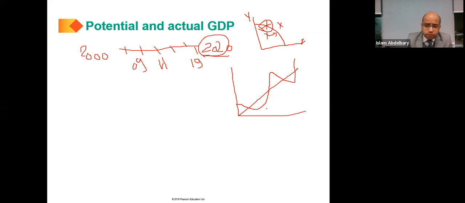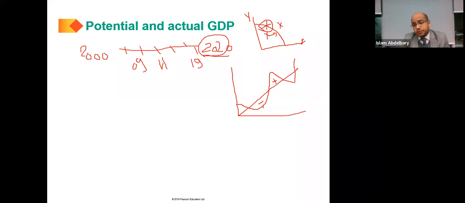If it's lower, that means this gap is negative. This gap is called the output gap. So the output gap is negative. If it's higher, the output gap would be positive. What is the output gap? The output gap is the difference between potential GDP and actual GDP. If it's positive, that means we are growing faster. If it's negative, we grow slower than we expect.